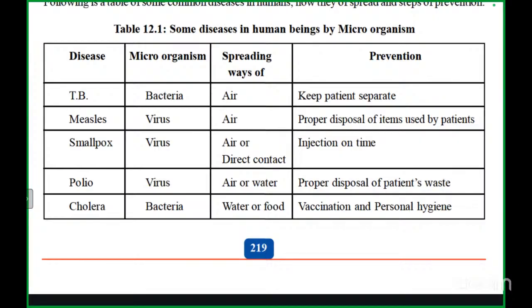Smallpox is caused by a virus. It spreads through air or by coming in contact with a person. Prevention is to give them injections of medicine.